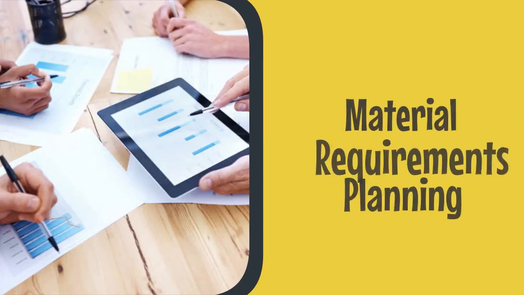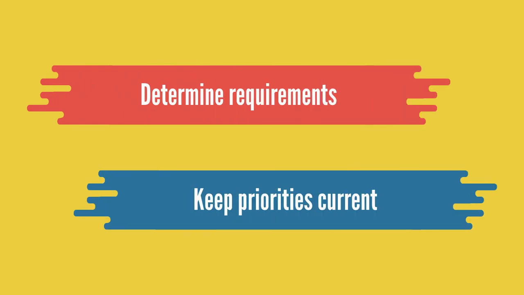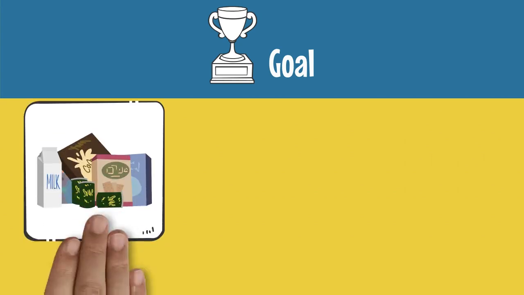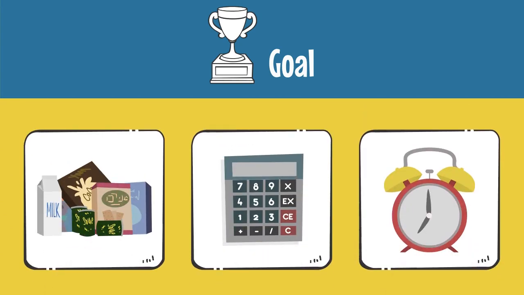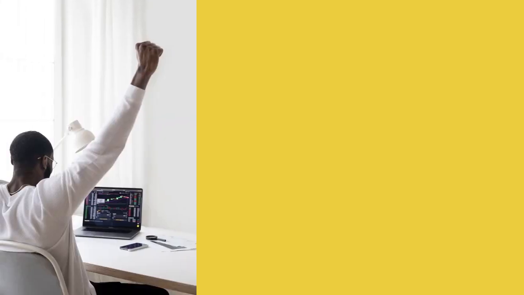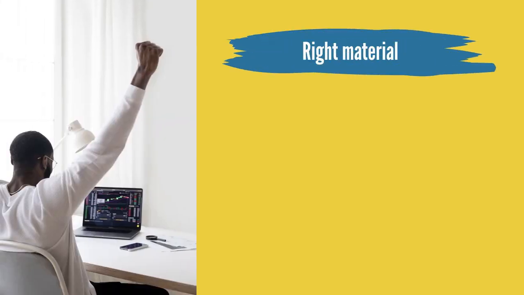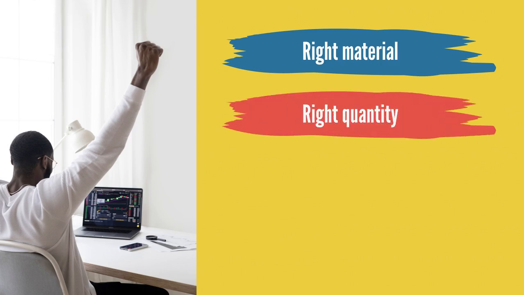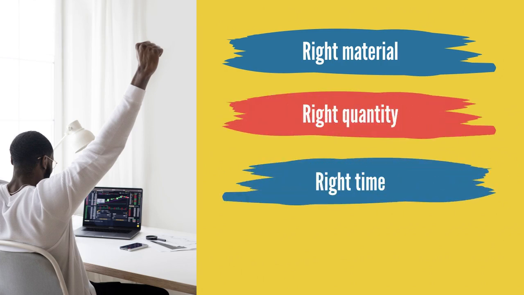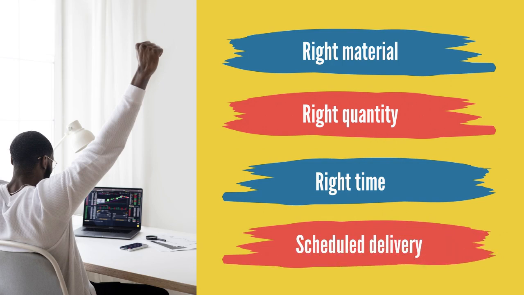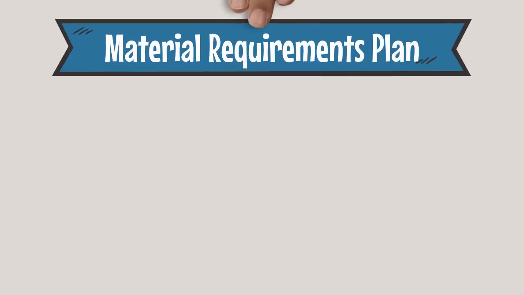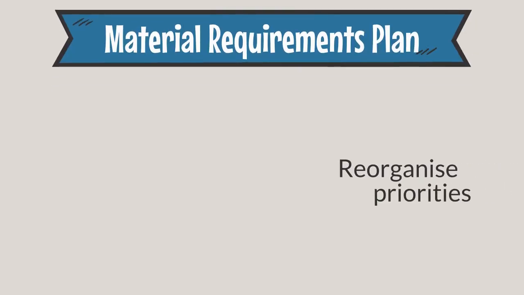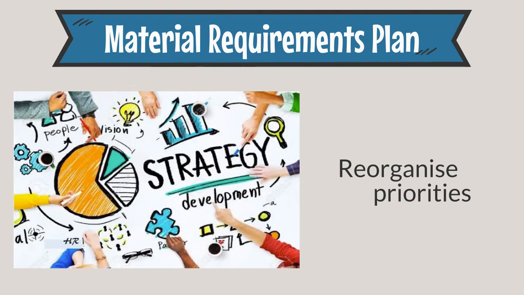Material requirements planning has two primary objectives: determine requirements and keep priorities current. Any manufacturing planning and control system's major goal is to have the right materials in the right quantities at the right time to meet the demand for the company's products. It must determine the following: what to order, how much to order, when to order, and when to schedule delivery. A material requirements plan must be able to reorganize priorities in order to keep plans current in this ever-changing world.